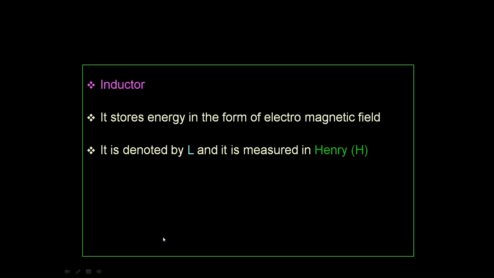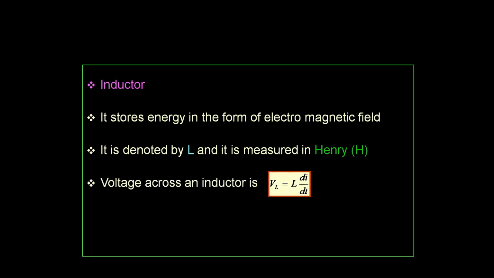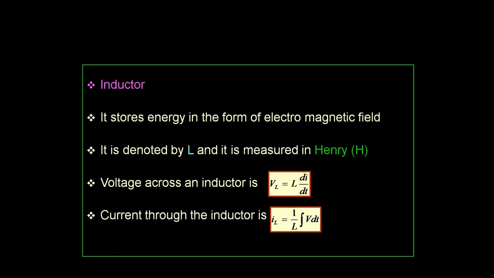Now, moving on to the next thing, which is the inductor. Inductor and capacitor both function the same way, in that they store energy. The inductor stores energy in the form of an electromagnetic field and the capacitor stores energy in the form of an electrostatic field. This is the only difference between an inductor and a capacitor. Inductor is denoted by the letter L and it's measured in Henry. The voltage across the inductor is VL equals L into di by dt. You just have to differentiate the current. And the current through the inductor is 1 by L into the integral of V dt.